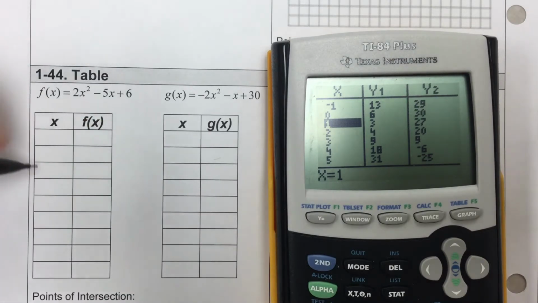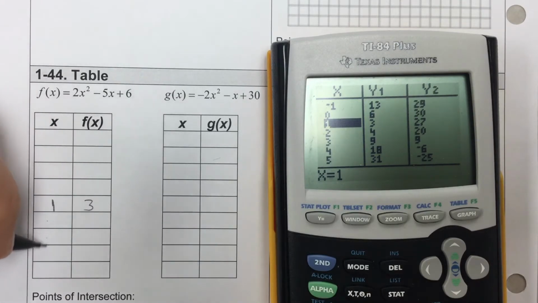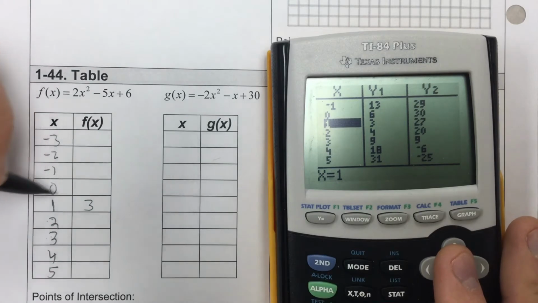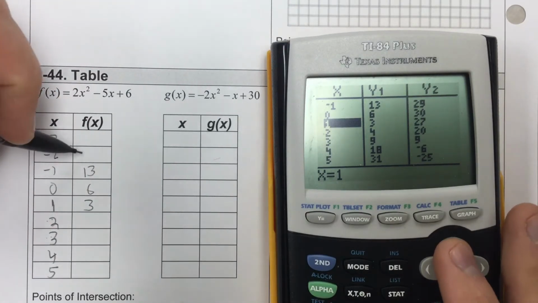So that's okay. We're going to probably just put 1 in the middle of our table. So 1 and 3. And we'll put equal points on either side. So 0, negative 1, negative 2, and negative 3. And then 4 to the right, 2, 3, 4, and 5. All right, so 0 would be 6. 13 is negative 1.